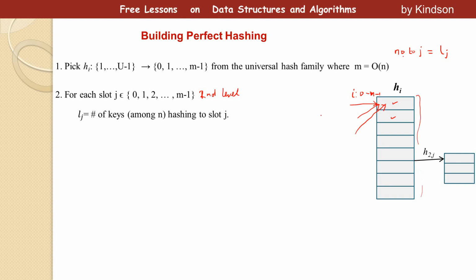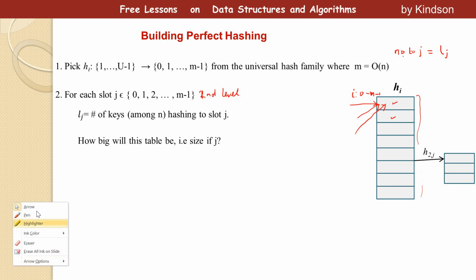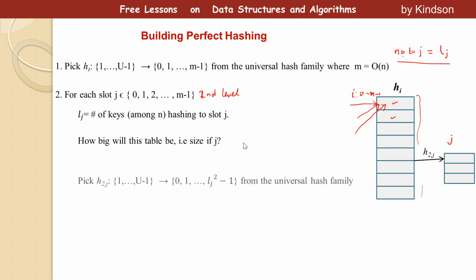A little confusing, but maybe try to pause the video and get your head around it. So how big will this second table be? How do we determine the size of the second table? Lj is the number of items hashing to slot j. So we are asking what the size of the second table for slot j will be. How do we determine that?